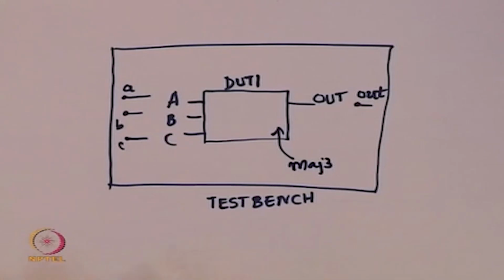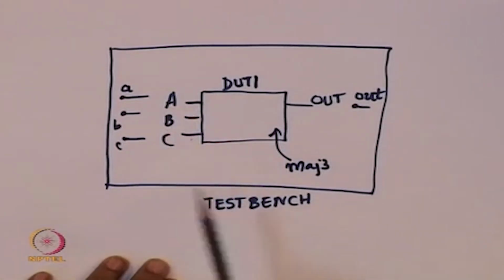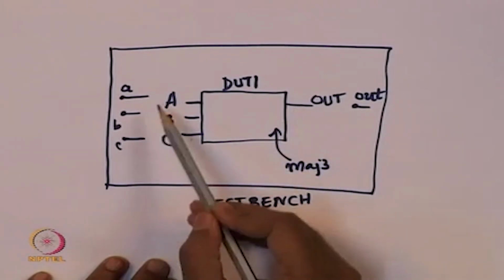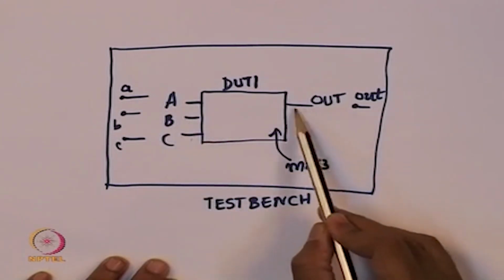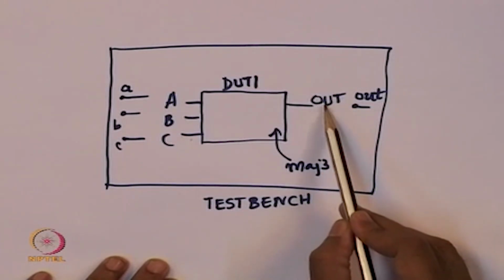But what you can see is there are 3 lines A, B and C. So there are 3 pins hanging as A, B and C, and there is 1 pin hanging which is out. What we need is a mechanism by which we can give inputs to A, B and C, and a mechanism by which we can see what the output is.